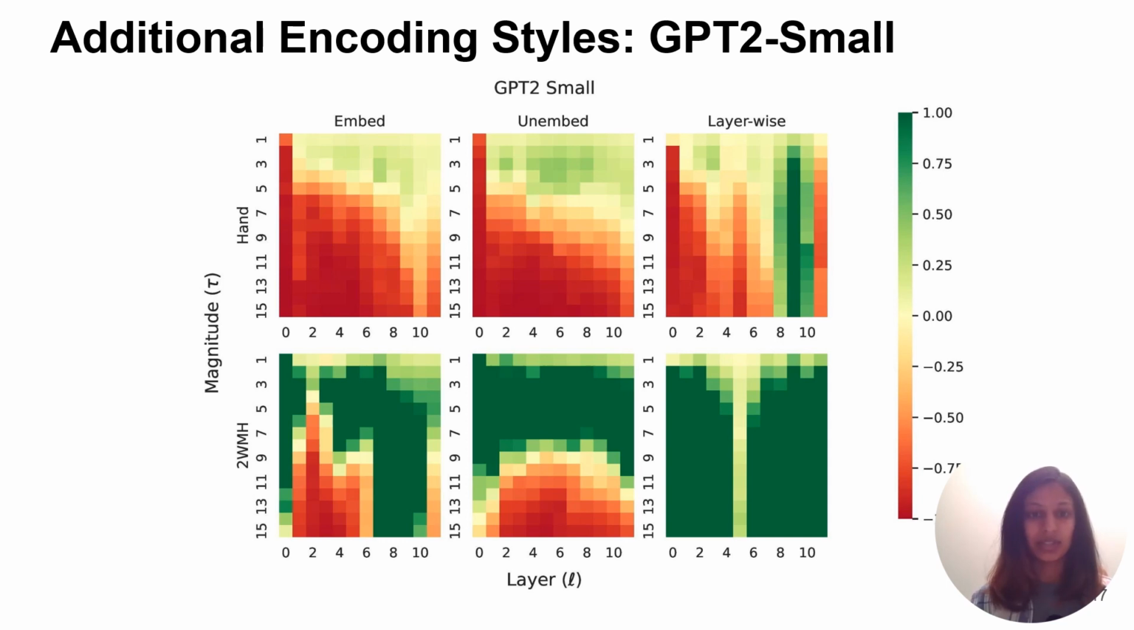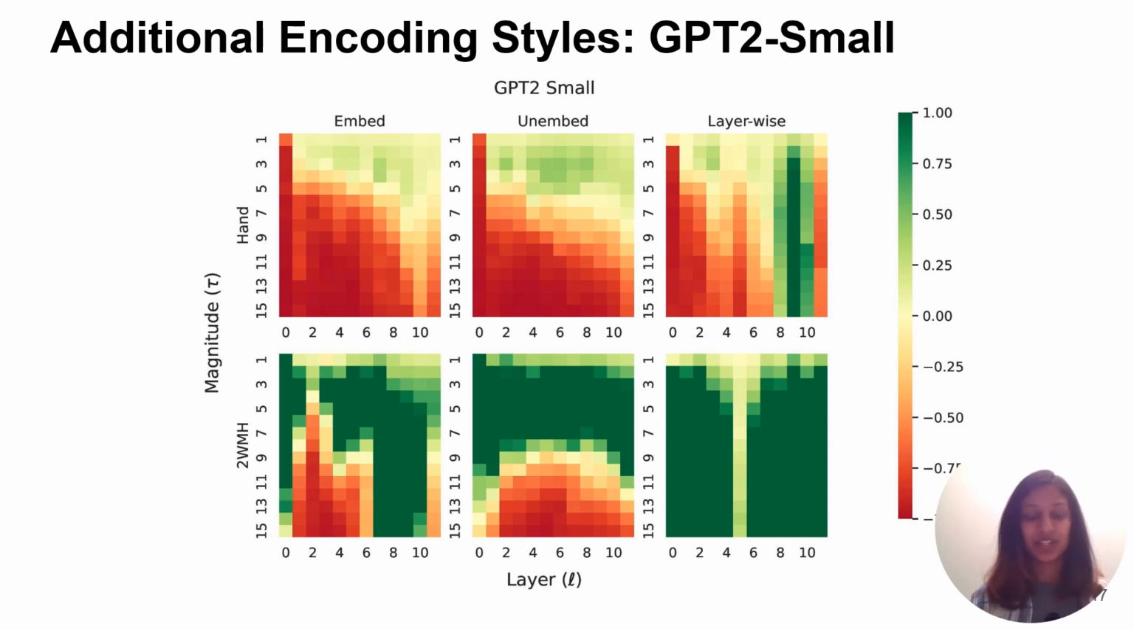Another thing I notice is that the embed and unembed don't seem to be as resilient to changes in magnitude of injection compared to layer-wise. It seems that in the case of layer-wise, when a specific layer is really ideal for injection, it's good at all magnitudes of that injection.